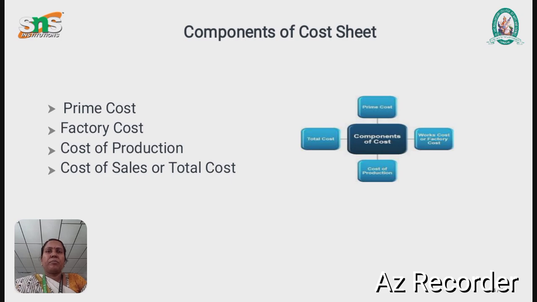Step 3. The third step is to calculate the cost of goods sold. Cost of goods sold is the sum of factory cost, office and administrative overheads and opening stock of finished goods, and we deduct the closing stock of finished goods. Step 4. In this step, the total cost is calculated by adding selling and distribution overhead to the cost of goods sold to find the total cost.